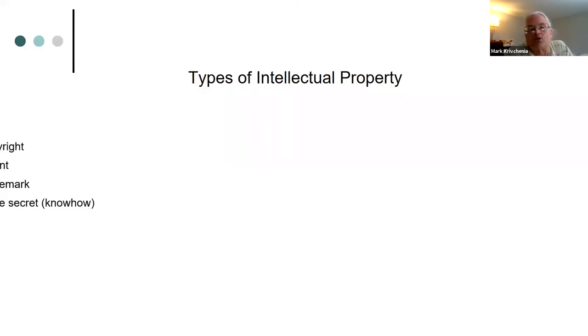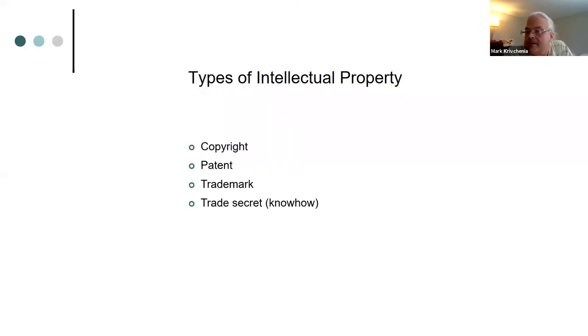There are four types of intellectual property: copyrights, patents, trademarks, and trade secrets. So you know these four, you know the range. I'm going to start with copyright, go over some of the basics on copyright, and then I'm going to focus more on patents because that's what we see mostly at the university. And I'm going to walk through a little bit on trademarks and trade secrets as well.